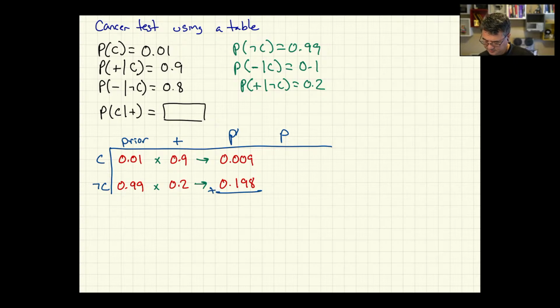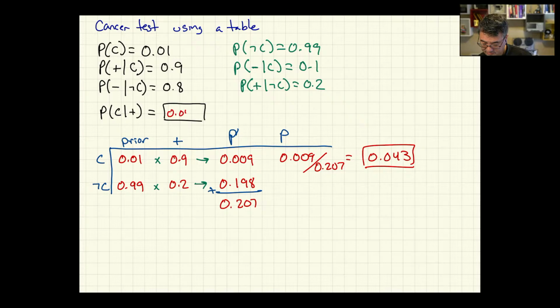Add them up. We get 0.207. So our final answer is 0.009 divided by 0.207, which is 0.043. That's the same answer we came up with last time. So just setting up the same problem, but using a table instead.